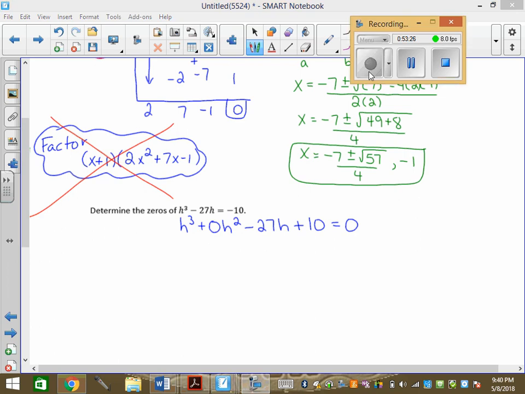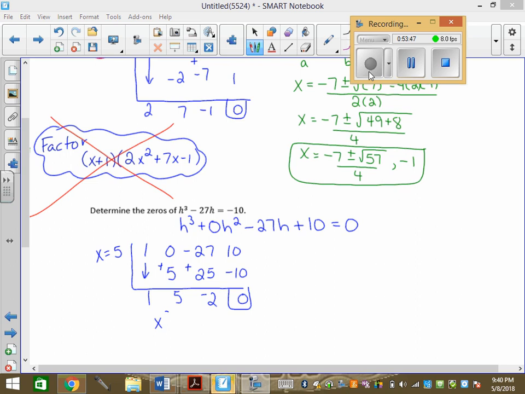And 5 works. So I'm going to take x equals 5, and I'm going to go 1, 0, -27, 10. Drop the 1. 1 times 5 is 5. Add it is 5. 5 times 5 is 25. Add it is -2. 5 times -2 is -10, which is 0. And so I have x squared plus 5x minus 2. I cannot factor that. I'm going to circle this. I might even go so far as going x equals 5 down here so I don't forget to write it as one of my x-intercepts.